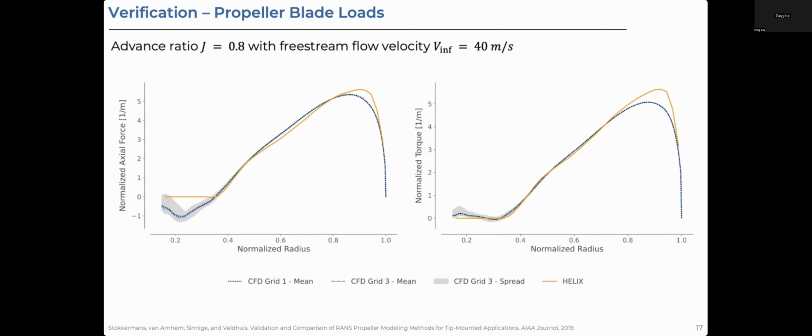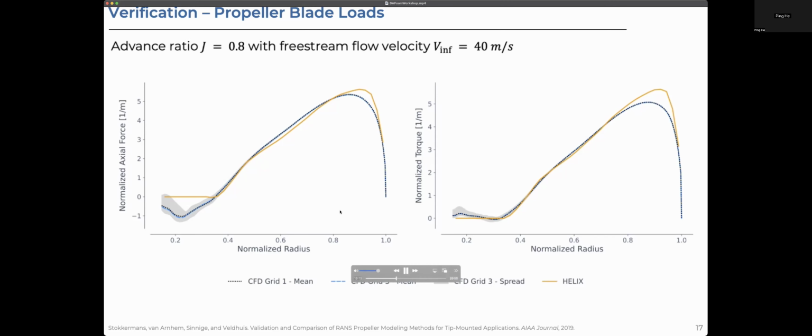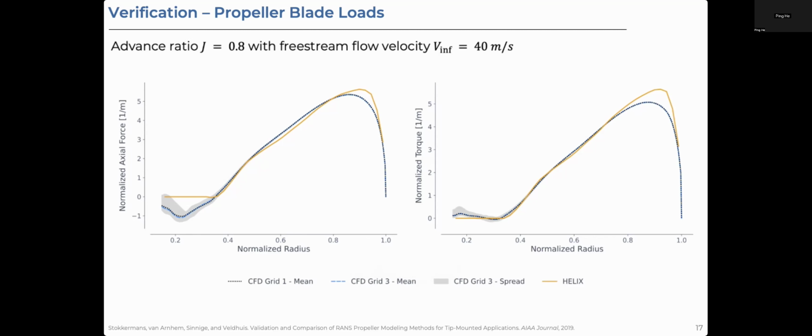At an advance ratio of J equals 0.8 and a free stream flow velocity of 40 meters per second, we have some computational data to compare to. So the dotted blue and black lines and the gray spread are all CFD data, and the orange line is our low fidelity BEMT approximation. And what we see here is that the BEMT approximation actually does a really nice job of capturing the CFD data practically in real time, instead of needing several hundred processors and fully unsteady results. So we're really happy that we can capture this quite quickly.